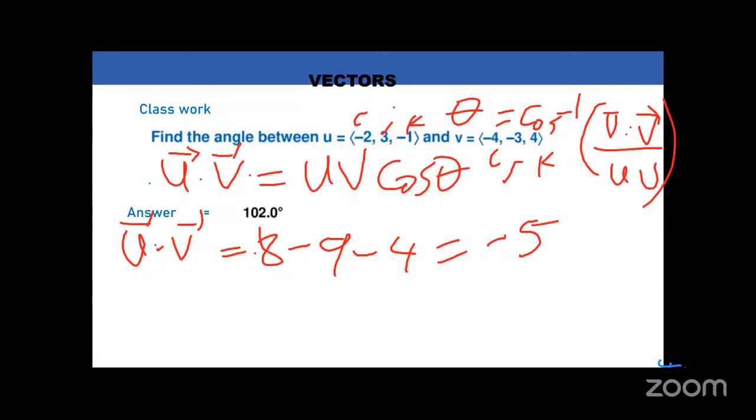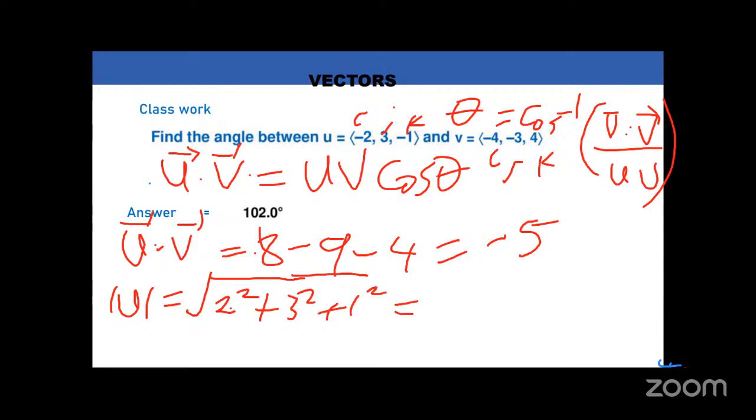Minus 5. Now, what is the magnitude of u? Magnitude of u is equal to the square root of the vector u components, which is 2 squared plus 3 squared plus 1 squared. So that gives us 14, square root of 14.